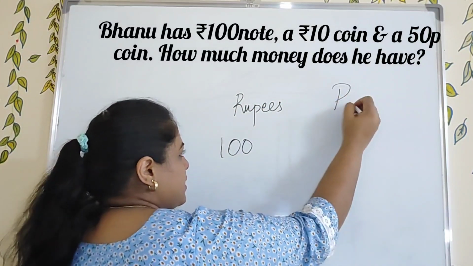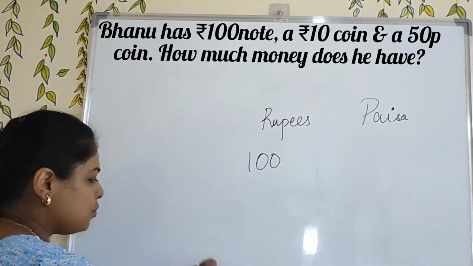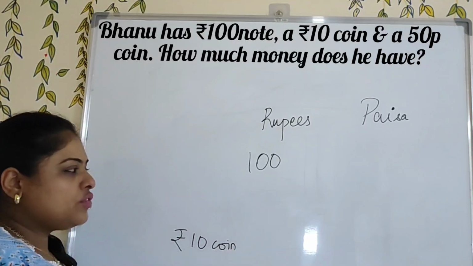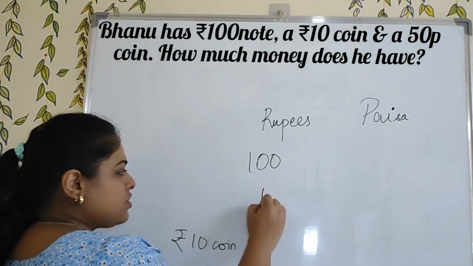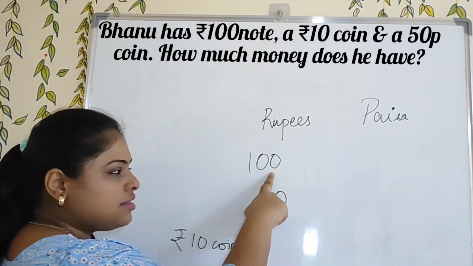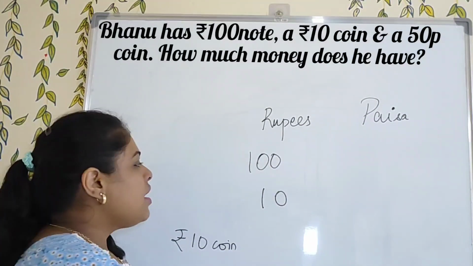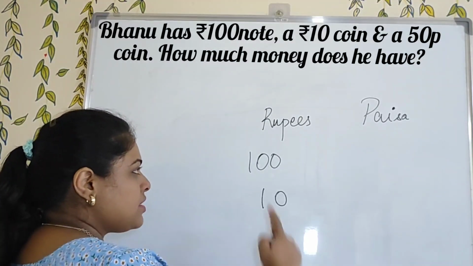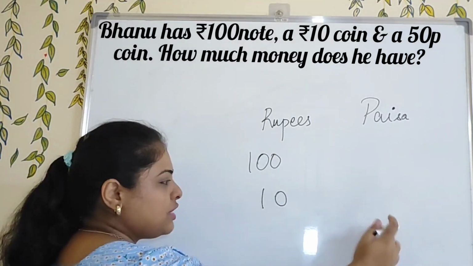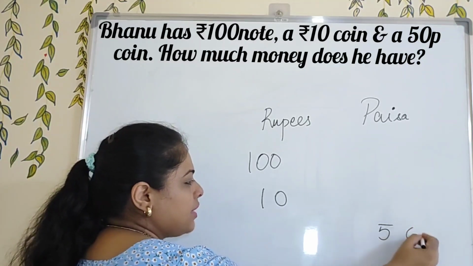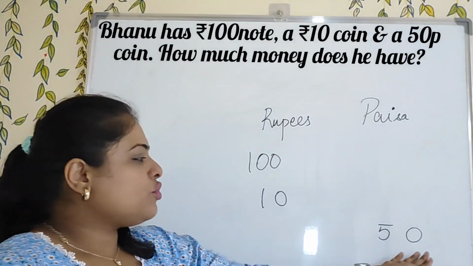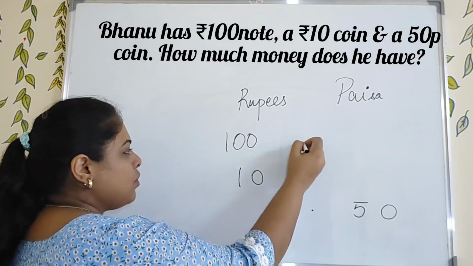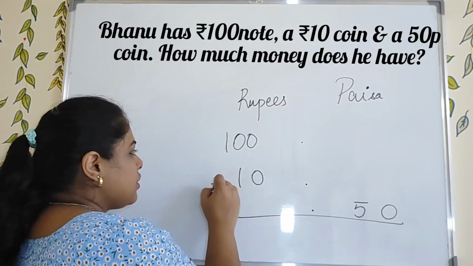Rupees here and paisa here. A rupees 10 coin, so you have to write it on the rupee side. So let's write 10. 0 comes under the 1's column and 1 comes under the 10's column. We have 50 paisa. Where do we write 50 paisa? In the paisa column. Just don't write it next to 10, write it below it. 50 paisa, so 5 will be in the 10's and 0 in the 100's column. What is differentiating here? The point. Align the point everywhere and add. The question is to add it.